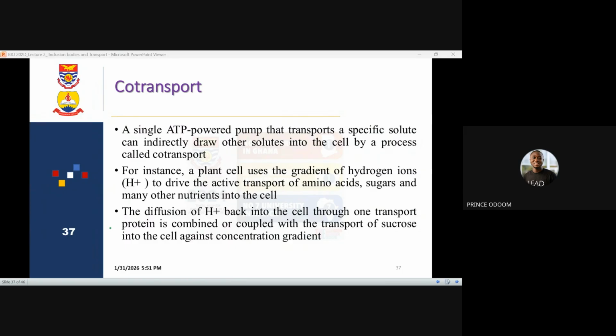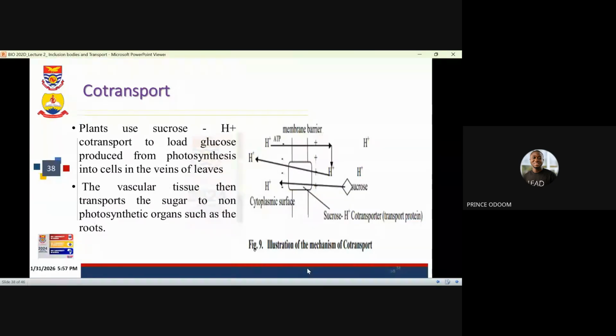Are we getting it? Then the diffusion of H plus back into the cell through one transport protein is coupled with the transport of sucrose into the cell against the concentration gradient. Are we getting it? So that is what happens. So that is co-transport. You are intentionally moving one molecule, but at the end, other molecules also follow. So that is an example of co-transport.